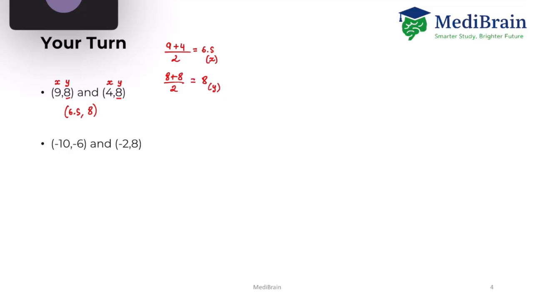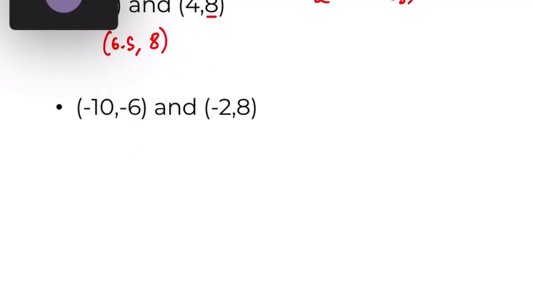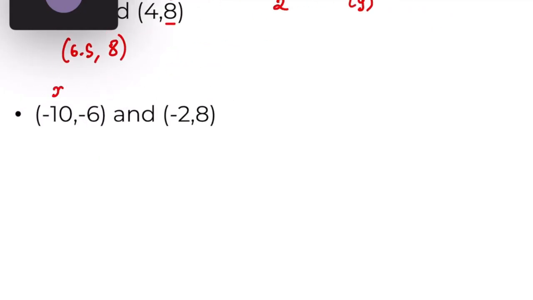Okay, I'm going to go through the answers. I'm seeing a lot of answers in the Q&A. Okay, so we've got -10, -6, and -2, 8. So this is the x coordinate, and this is the y coordinate. This is the x coordinate, and this is the y coordinate.